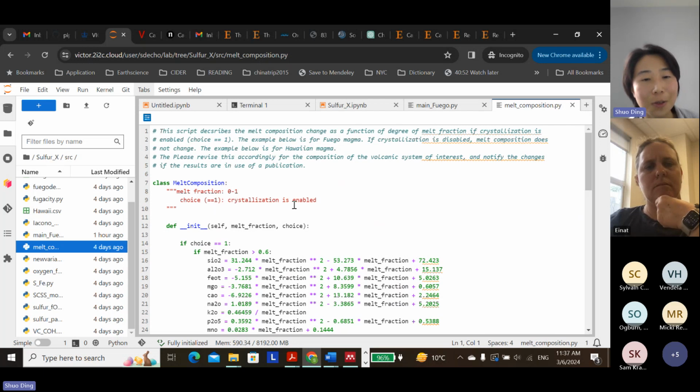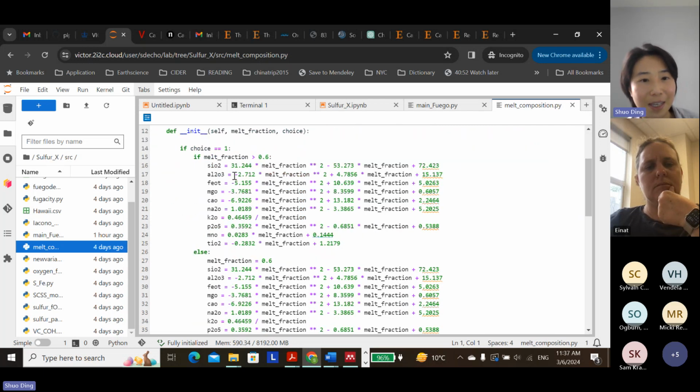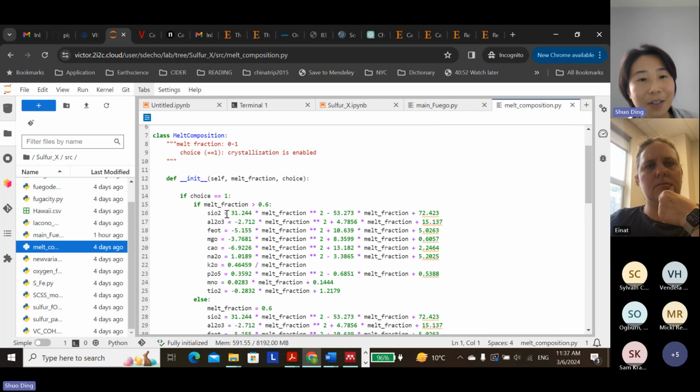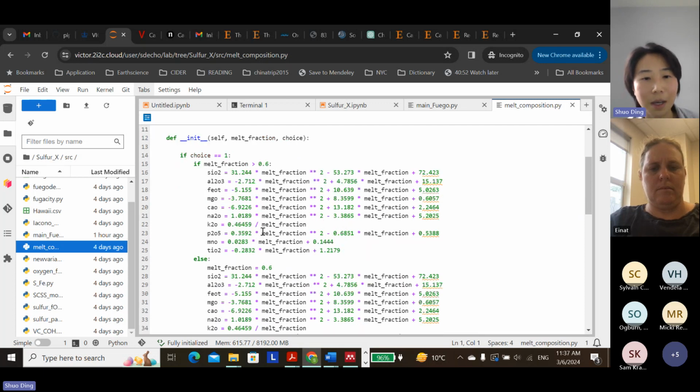This is a little bit more complicated, but if choice equals 1, basically if you want crystallization, then again, as I said, you want to say how each oxide changes as a function of melt fraction here. So here you can change whatever shape you want. You can just use the existing format, or you can enter your own.